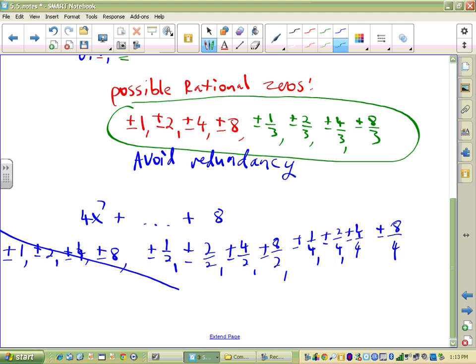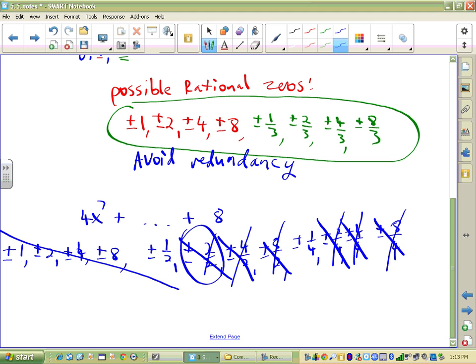8/4. So avoid redundancy. 2/2, we already got that, so we wouldn't need to write that. 4/2 is 2, so we wouldn't need to write that. 8/2 is 4, we wouldn't need to write that. 1/4 is cool, it needs to be in the list. 2/4 is really a half, so we don't need that. 4/4 is really 1, and we don't need that. And 8/4 is 2, and we don't need that.